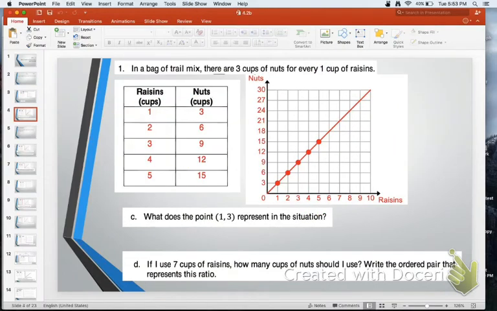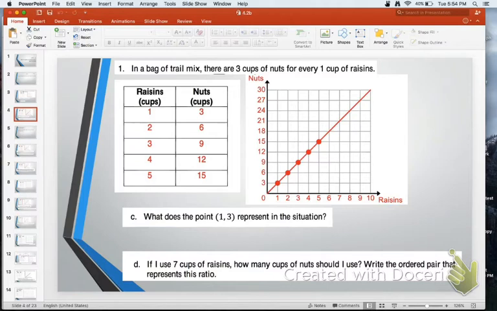So question C is, what does the point 1, 3 represent in this situation? Well, we just found out that that's our unit rate, but what does it mean? Well, we come back up to our chart and it says 1 cup raisin to 3 cups nuts. That's what it means, and that is what you would write down.